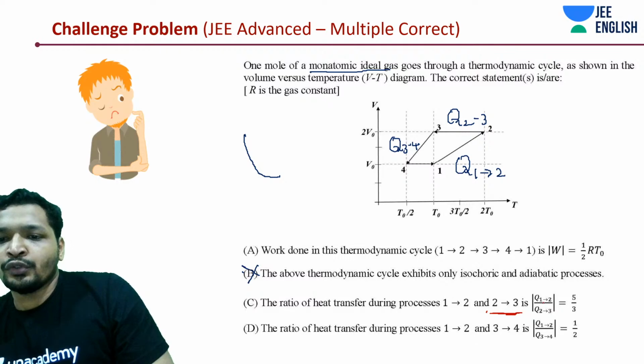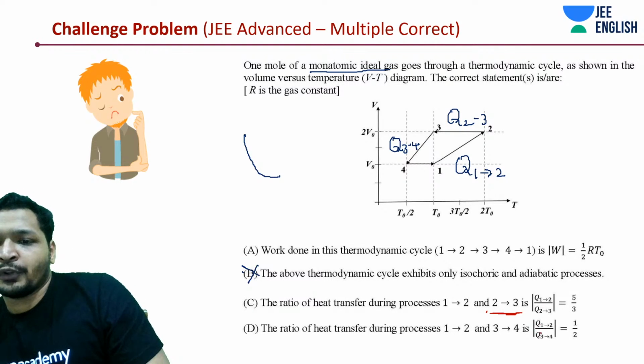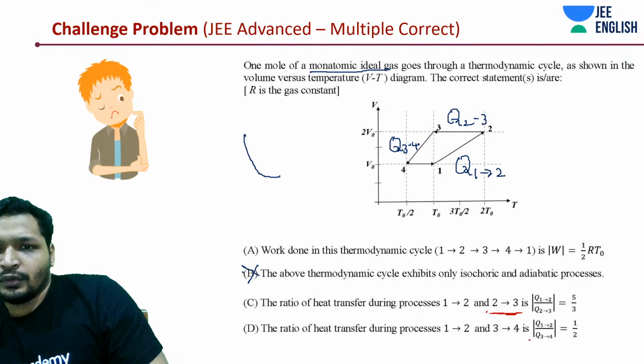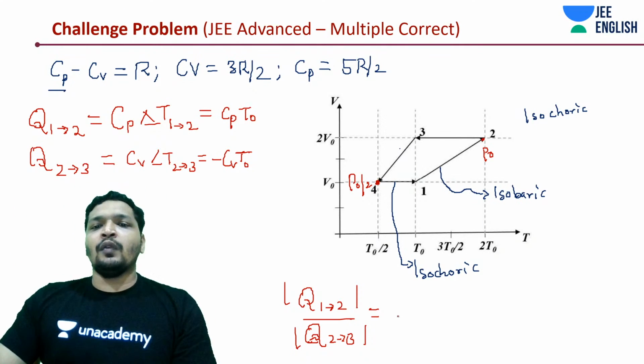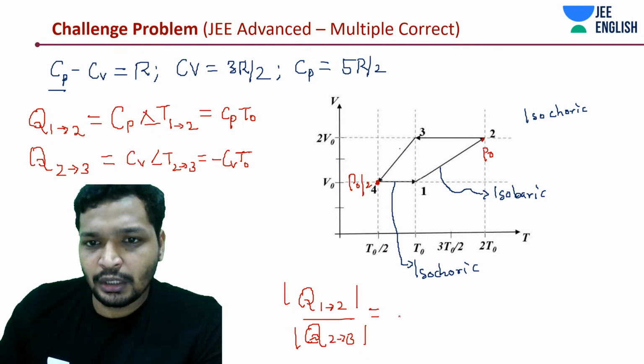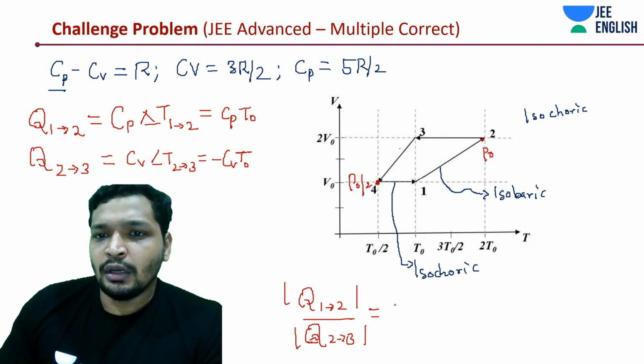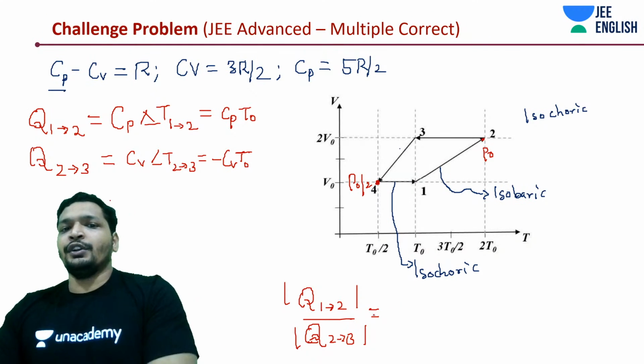From process 1 to 2 to 2 to 3, and the next one is process 1 to 2 to 3 to 4. Alright. Now 3 to 4, okay. 3 to 4 is also isobaric. It's going to be simpler, I believe.